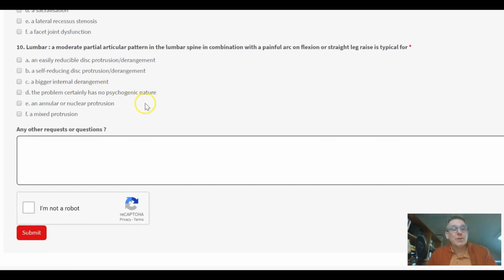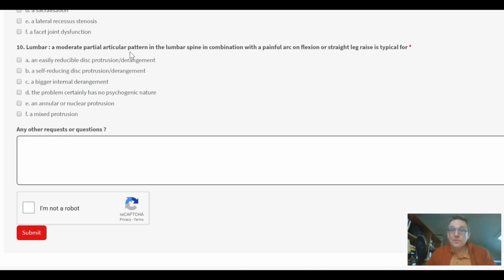And then the final question. A moderate partial articular pattern in the lumbar spine in combination with a painful arc on flexion or straight leg raise is typical for what? Well, perhaps first I have to explain what is a partial articular pattern. Well, a partial articular pattern is every pattern which does not correspond with what we call the full articular pattern.